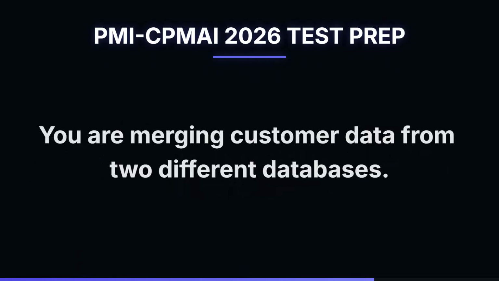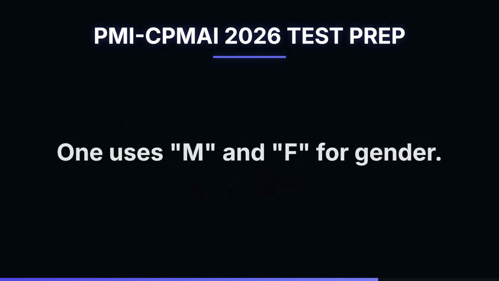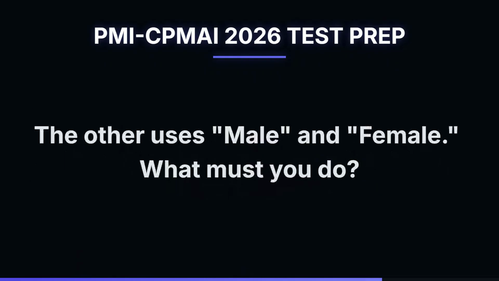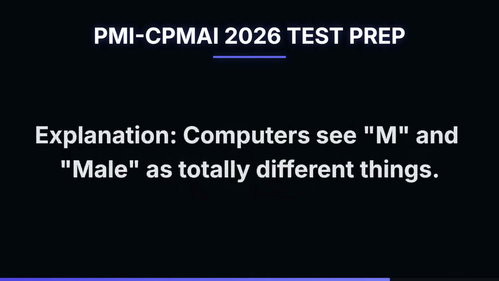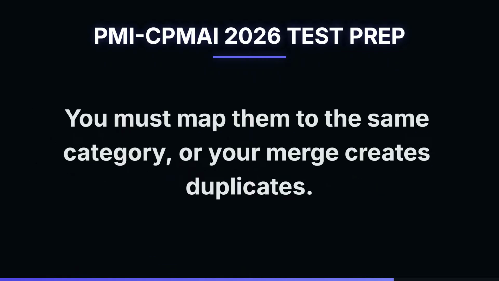4. You are merging customer data from two different databases. One uses M and F for gender. The other uses male and female. What must you do? Standardize both columns into one consistent format before merging. Computers see M and male as totally different things. You must map them to the same category, or your merge creates duplicates.